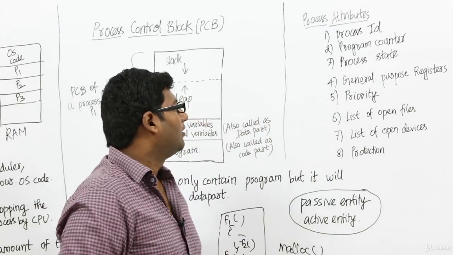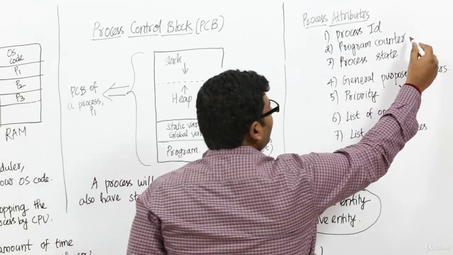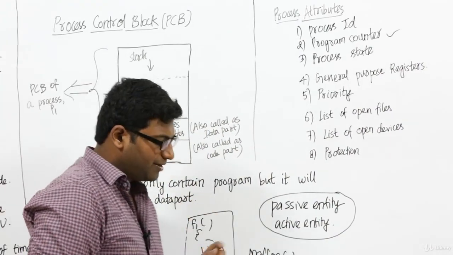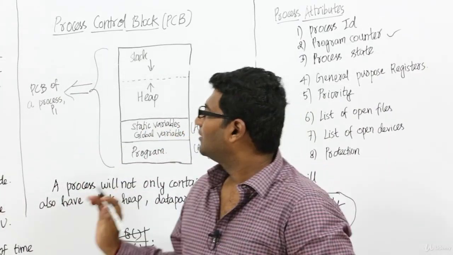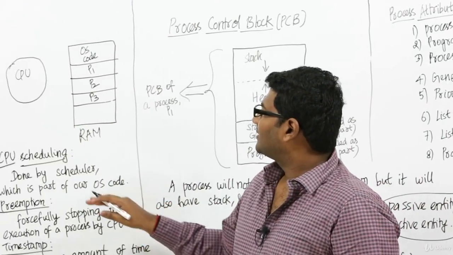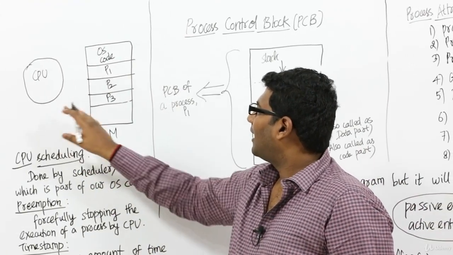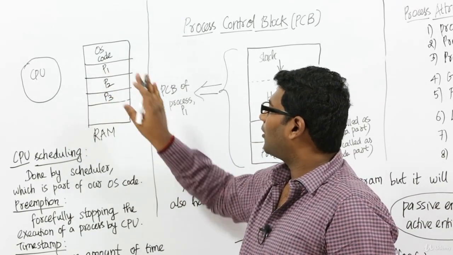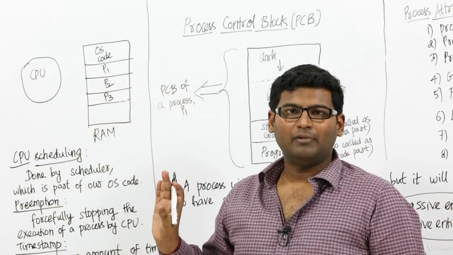Okay, fine. Now there is something called the program counter. See, what might actually happen is, let us assume this. Let us see this first. Let us assume we have a CPU, and P1, P2 and P3 are the 3 PCBs of 3 processes which are placed inside the RAM.